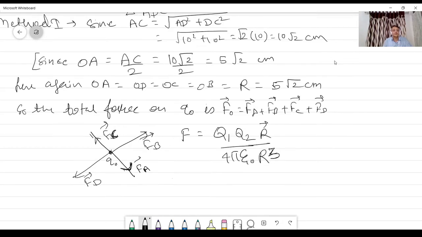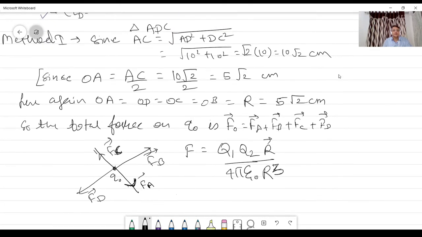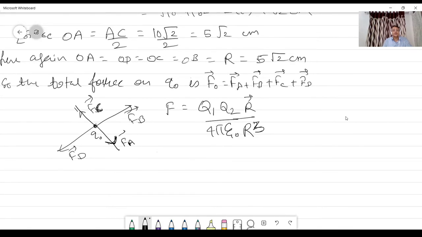You can check from the figure whatever I have drawn. The very important point is, Fa and Fc are in opposite direction, and Fd and Fb are also in opposite direction, so the directions will cancel each other. Opposite direction will cancel their effect. But what if I try to find the magnitude? The magnitude of Fc and Fa will be equal, and the magnitude of Fd and Fb will also be equal. So Fc will cancel out the effect of Fa, and Fd will cancel out the effect of Fb, and the net force on q naught will be equal to 0. This I have explained orally.